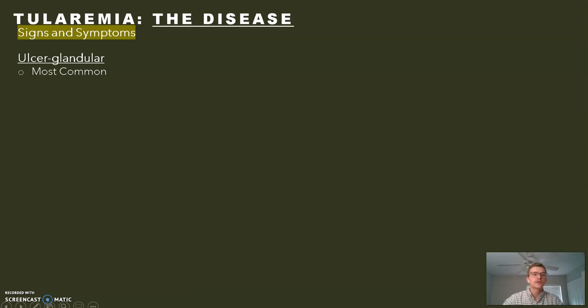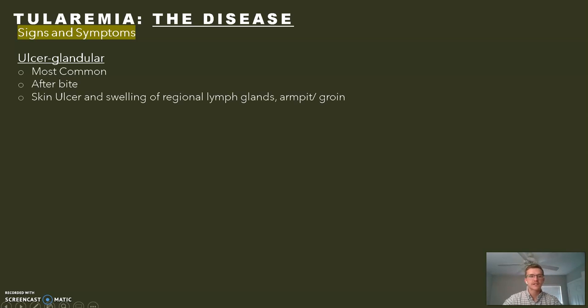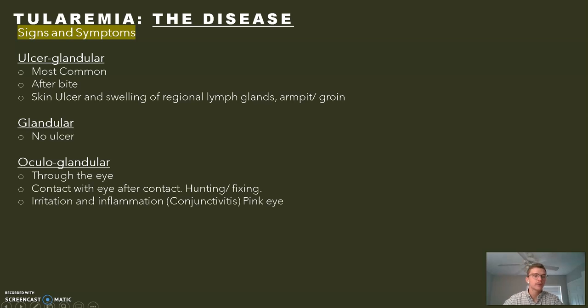The first being ulceroglandular. This is the most common, usually after the bite of one of those insects we were talking about. And it's associated with skin ulcers and swelling of regional lymph glands in the armpit and the groin. And then the glandular itself is another way that this disease shows itself. And there's no ulcers specifically, but you will also get swelling of lymph glands, armpit and groin.